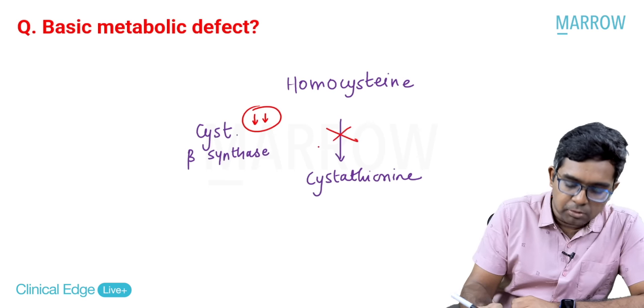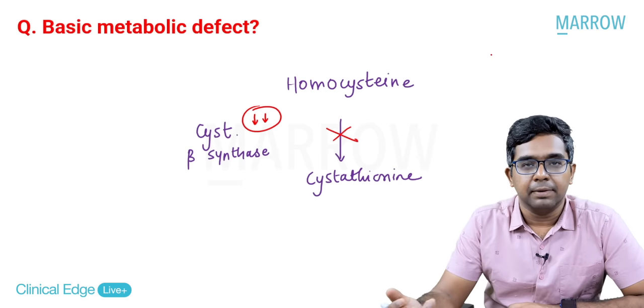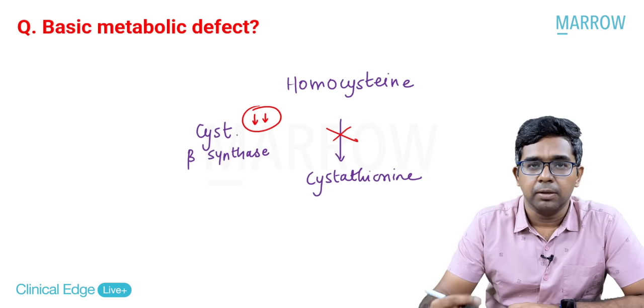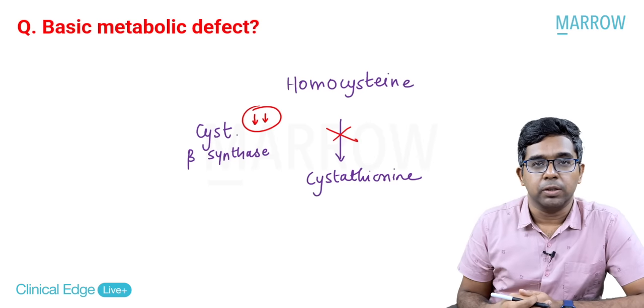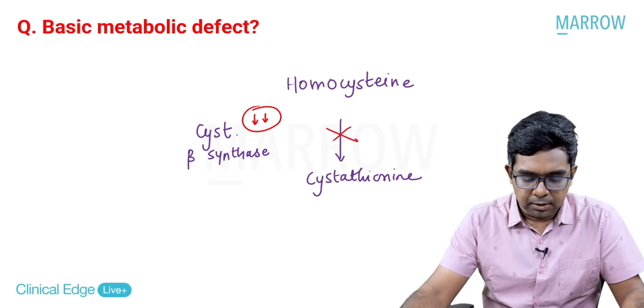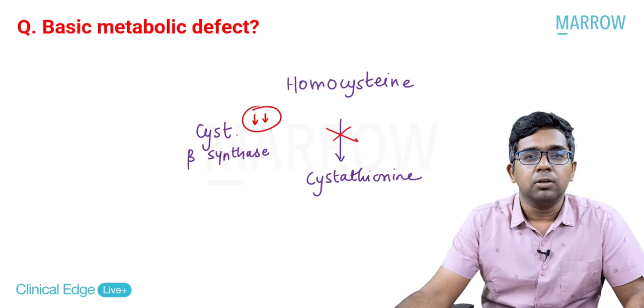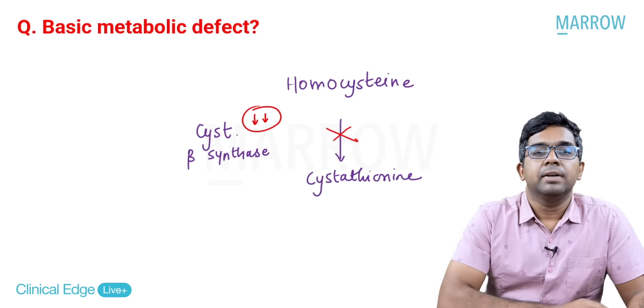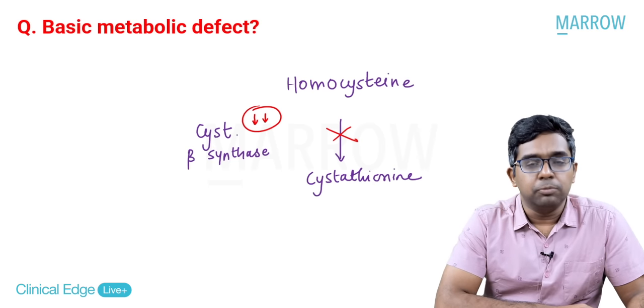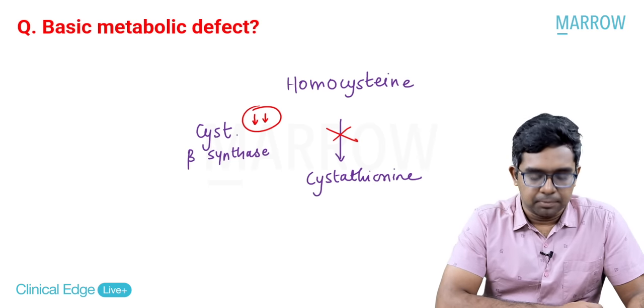So this step is blocked, and homocysteine will accumulate inside the body. It can get excreted in the urine as well. That's why it's called homocystinuria. Okay, right. So that is the biochemical part of homocystinuria, which you should know about. That is clinical vignette number 21, and we move on to the next clinical vignette.